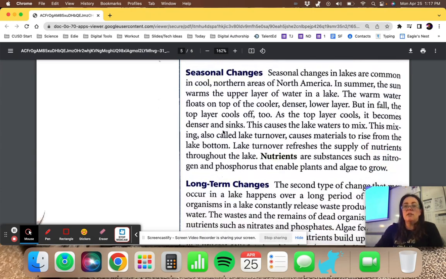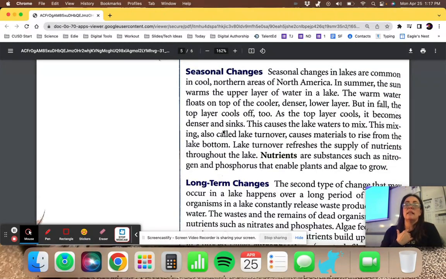Some seasonal changes that occur in a lake. Seasonal changes in lakes are common in cool northern areas of North America. In the summer, the sun warms the upper layer of the water in the lake, and the warm water floats on top of the cooler, denser lower layer. We know that. But in the fall, the top layer will actually cool off more than the bottom, because the bottom is sort of being warmed by the earth then. As the top layer cools, it becomes denser and sinks, and it causes the lake water to mix.